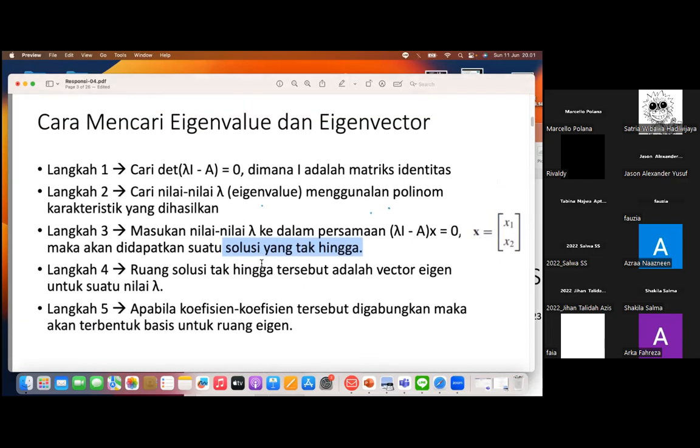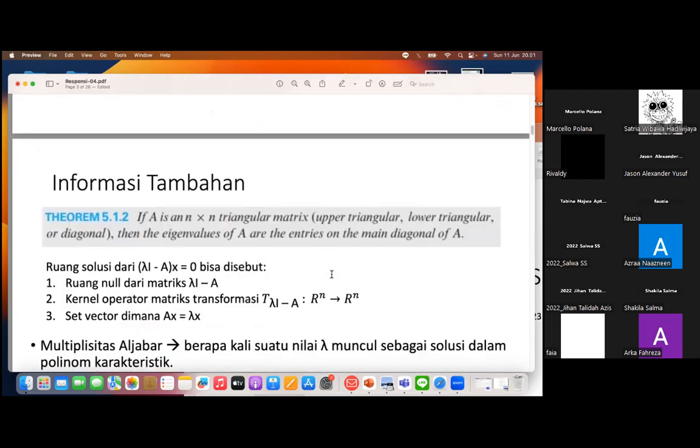And then after we get the coefficient of the parameter, you will get multiple coefficients because of the multiple number of lambda. And because of that, the coefficients formed will be the basis for what we call the eigenvector, the basis of the eigenspace. Later, I will show you in the question how to solve it.